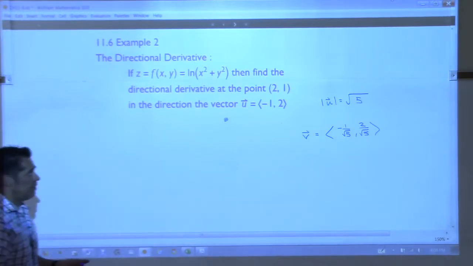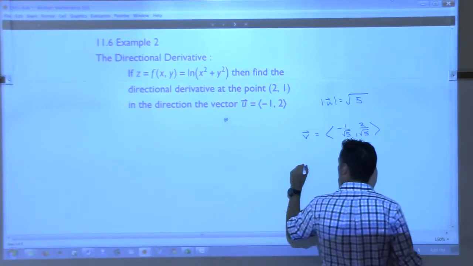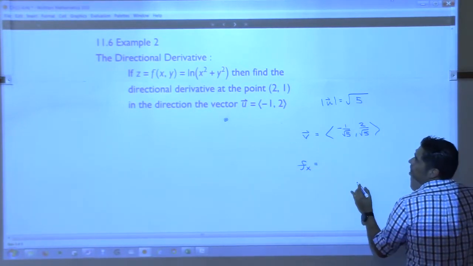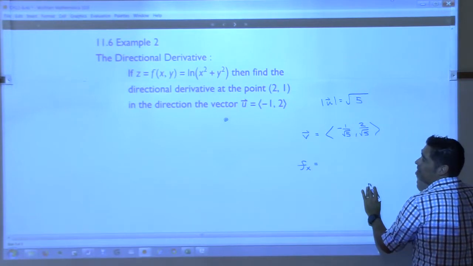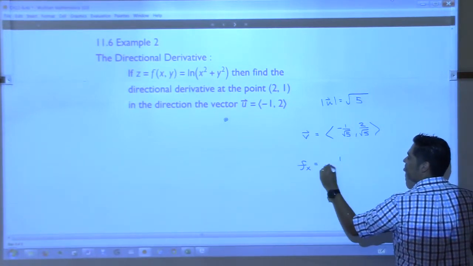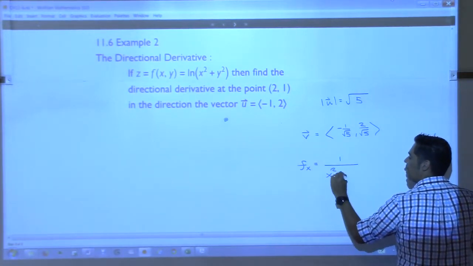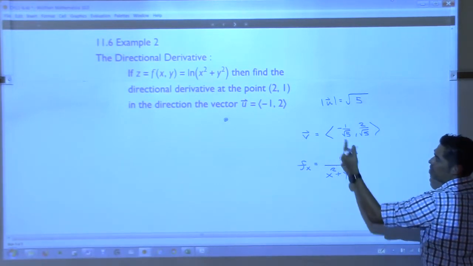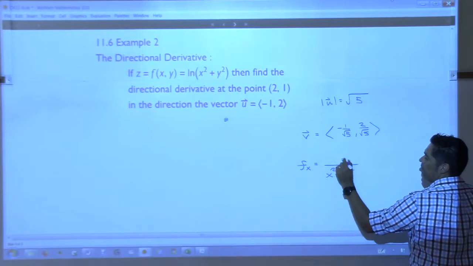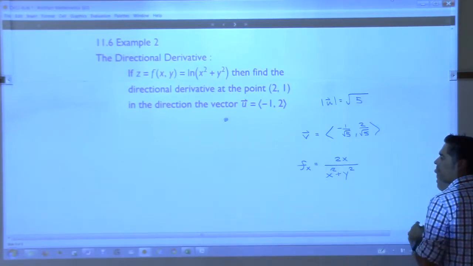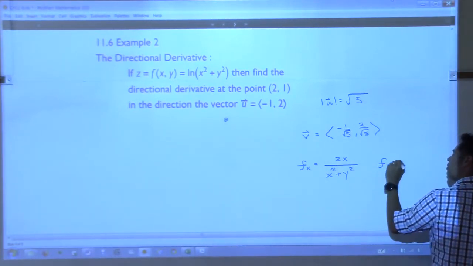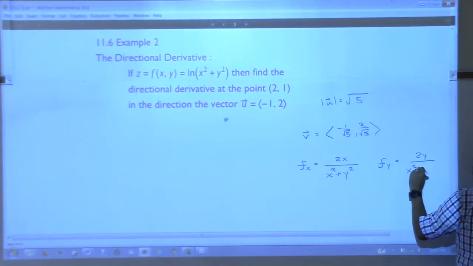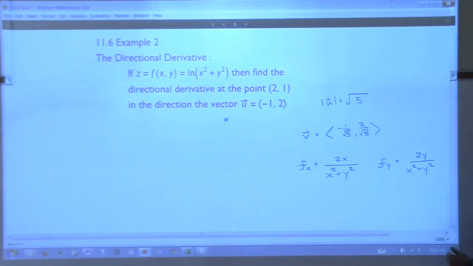We still need partials, don't we? So let's go ahead and take care of that work also. What's the partial of f with respect to x? The derivative of natural log of something is 1 over it, right? Then times the derivative of what's inside, which is just 2x, and I'll just slap that on top. And then the partial of f with respect to y is the same exact thing with 2y on top. So there are your partials.